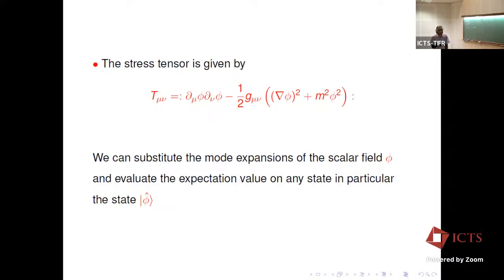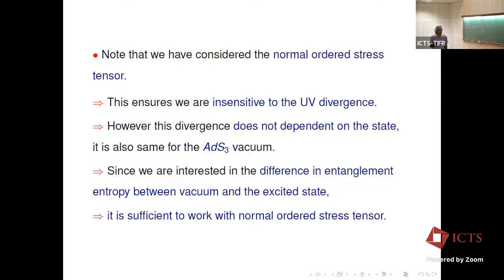So this is the stress tensor. And we just substitute the mode expansions inside and can evaluate the expectation value on any state, for instance. And the thing about it is it's normal ordered, and I'm just mentioning some things about it. So, of course, when you normal order it is insensitive to the UV divergence. However, this divergence doesn't depend on the states. It's the same for all AdS3 vacua. And this is because we are interested in the difference between the vacuum and the excited state. So it's sufficient to work with the normal ordered stress tensors.